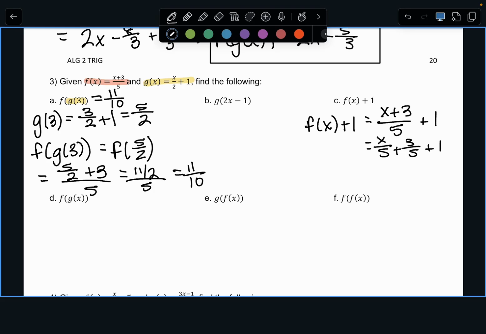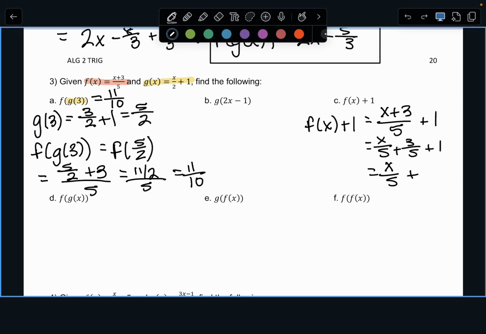I would get used to this step because you'll have to do this in your homework. Splitting things up, because we want to combine these like terms here. And then 3/5 plus 1, that could be a calculator problem. Do you cross multiply those or no?